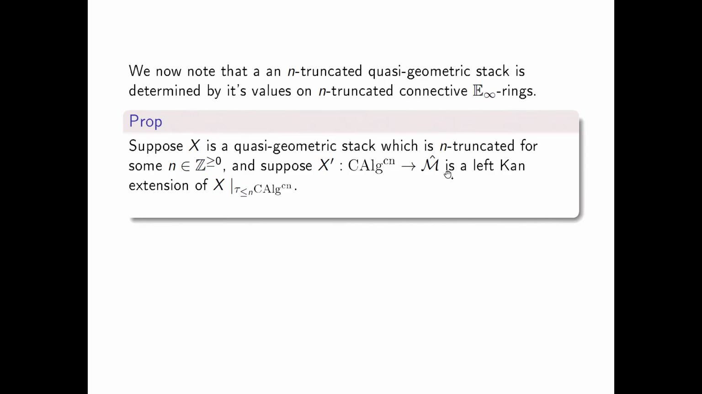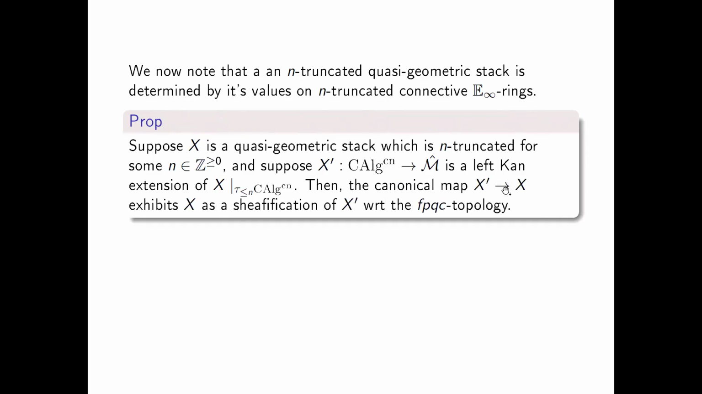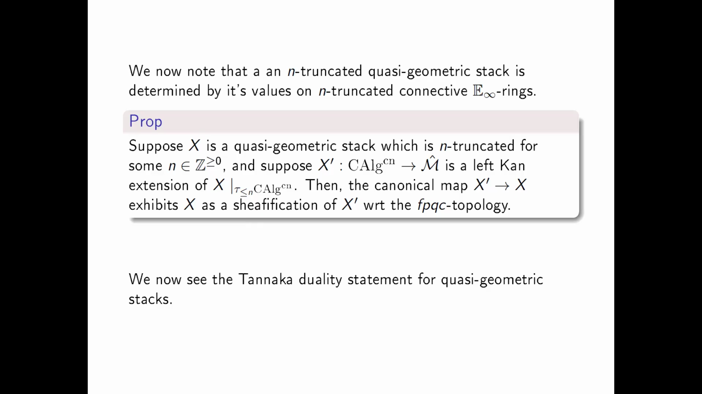Suppose this X dash is the left Kan extension of X restricted to this tau less than or equal to n of CAlg. Then the canonical map X dash to X exhibits X as a sheafification of X dash with respect to the QC topology, of course. All right, so how are we doing with time?